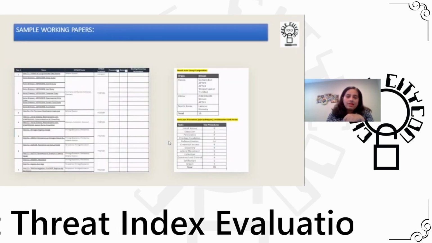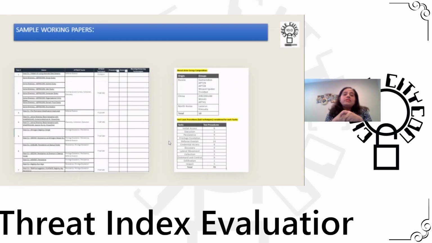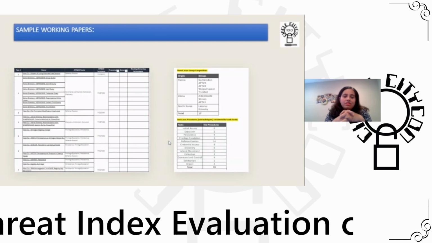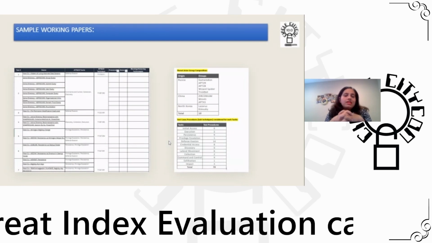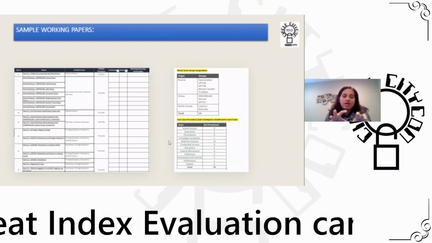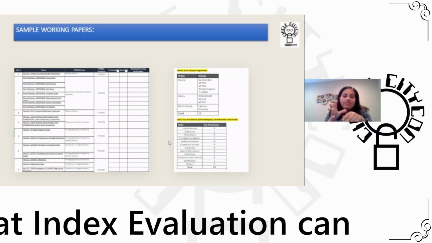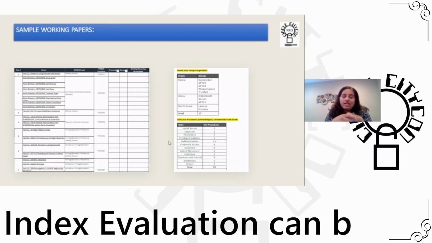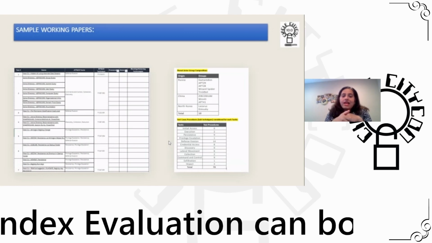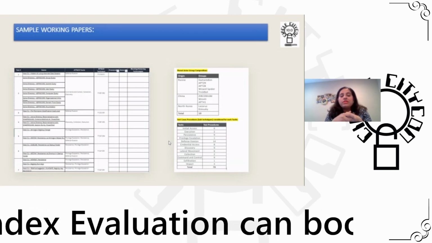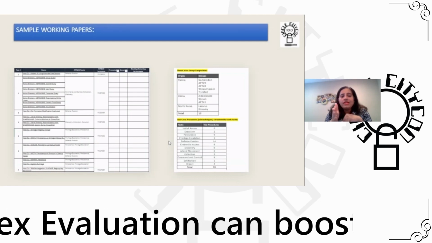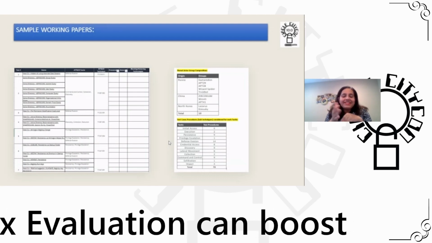Okay, so this was my sample working papers. I wanted to bring this up so that the audience or the viewers understand this is how I identified some test scenarios. I mapped it to the attack tactic, and then I mapped them to the attack technique. I removed the values from the prevented and detected columns, but of course they had some value.